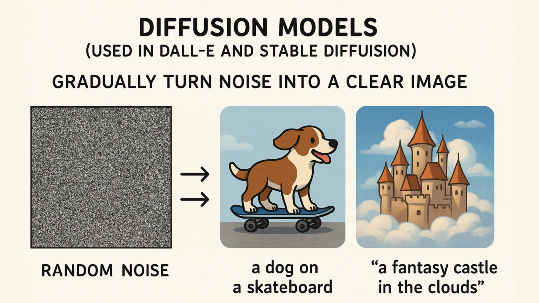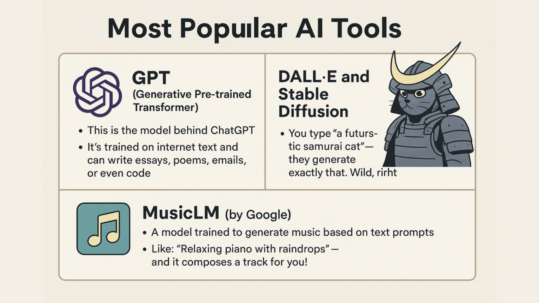It starts with random noise and gradually turns it into a clear image, like a dog on a skateboard or a fantasy castle in the clouds, based on your text prompt. This technique is behind most AI art tools today. The results are mind-blowing.